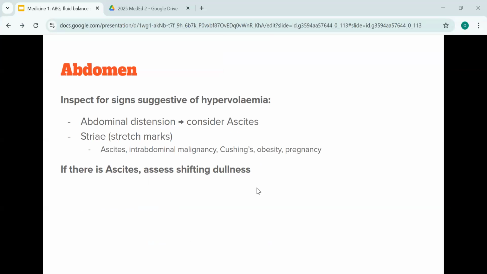Fine. You then go on to looking at the abdomen. Make sure for this the patient's lying flat if you haven't got them lying flat already. Abdominal distension can be caused by a wide range of pathologies, but in the context of a hydration status assessment, consider ascites. And if there is ascites, assess shifting dullness.